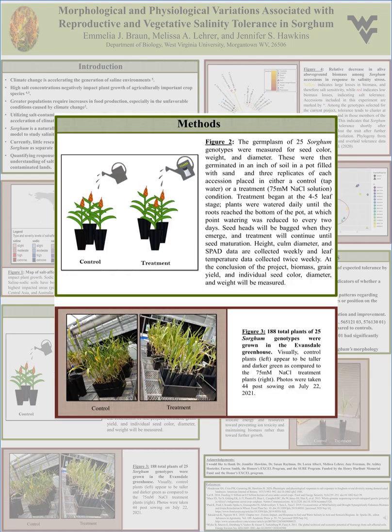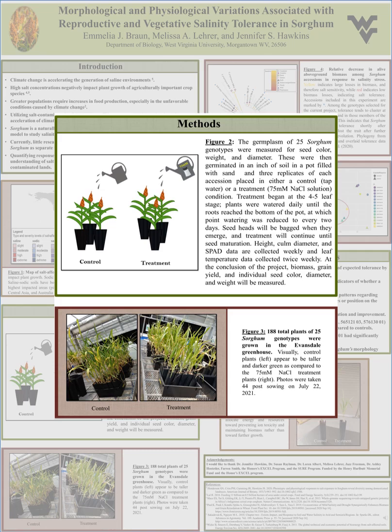To achieve this, I selected 25 different sorghum accessions, each with varied known salt tolerance responses, and I'm using these to investigate the relationship between vegetative and reproductive tolerance. This means I will be analyzing how the plants will respond to salinity stress through both their growth and overall vegetation, as well as through their grain production and quality.